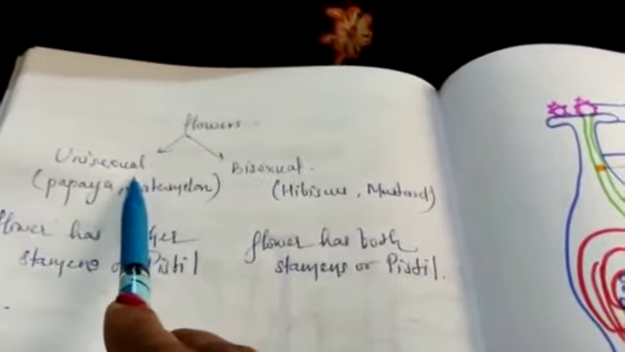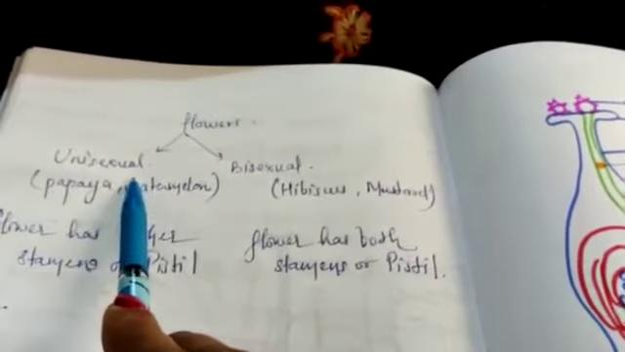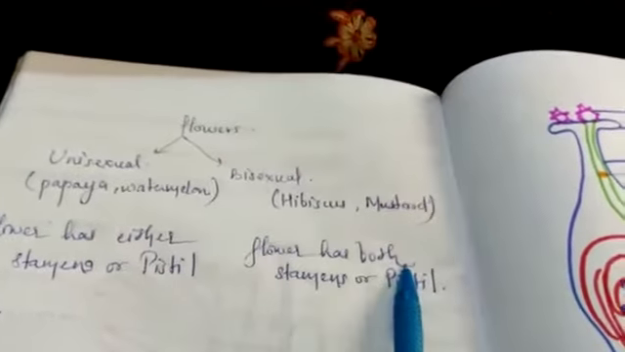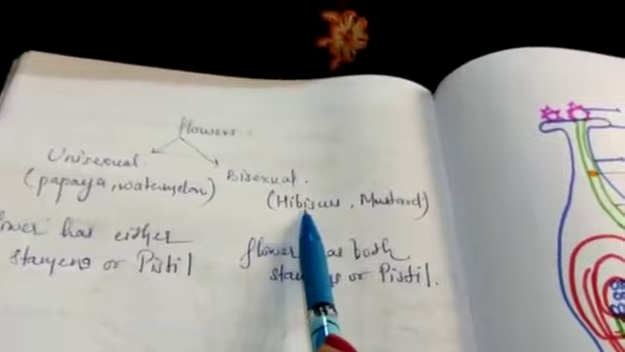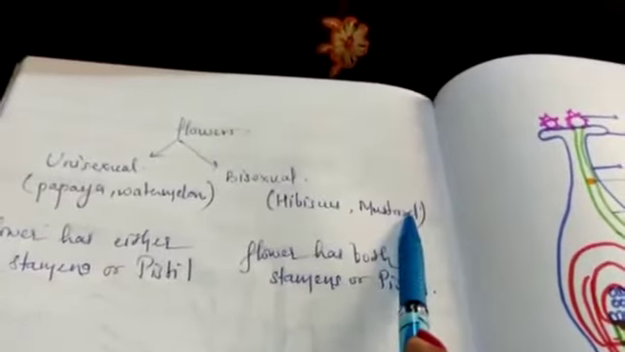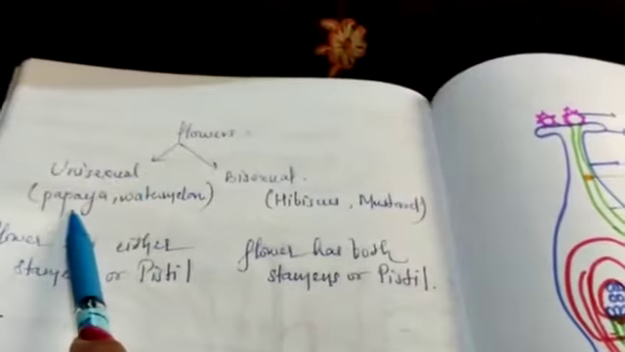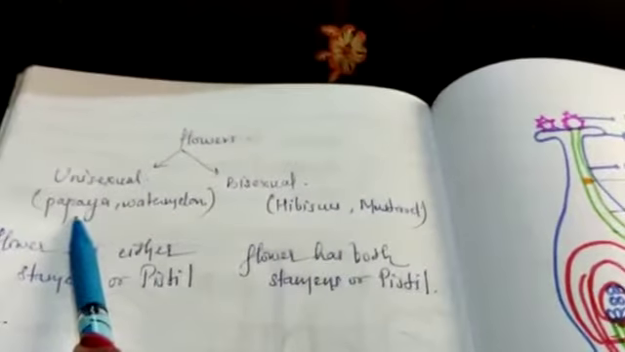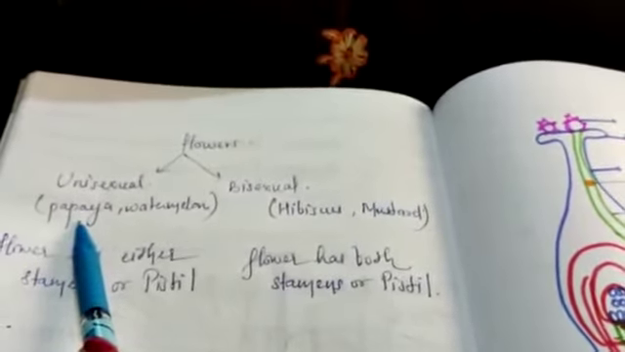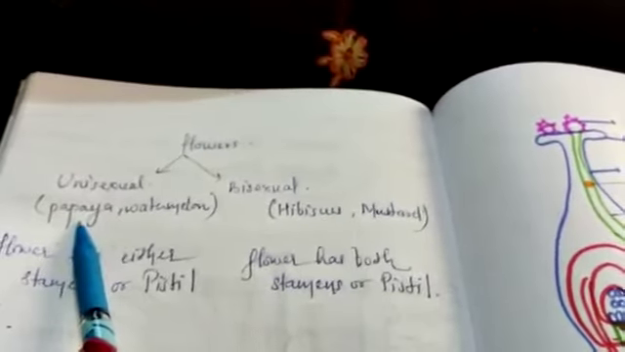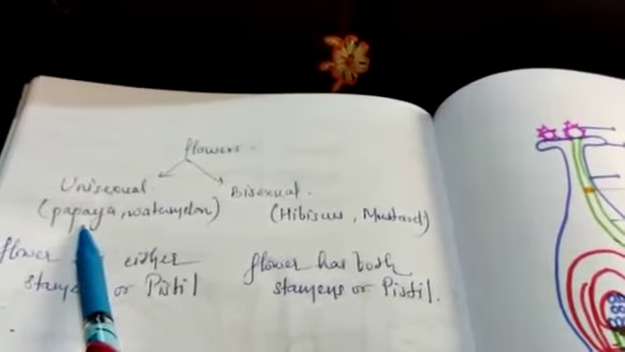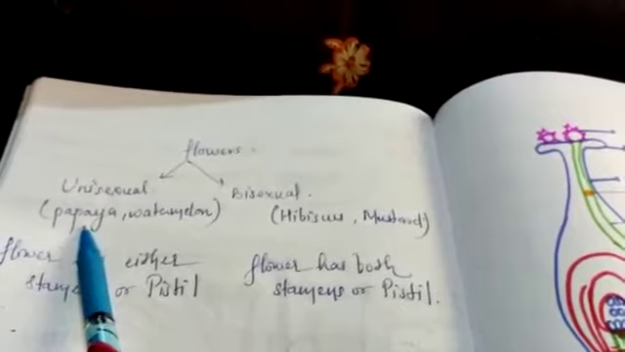Here bisexual, अभी थोड़ी देर पहले जो आपने diagram देखा था उसके अंदर दोनों था. Okay, so both. That means hibiscus. उस plant को क्या कहते हैं? Hibiscus और mustard. Both stamen and pistil are present in the same flower. Unisexual papaya, आपने देखा होगा male papaya plant होता है, female papaya plant होता है, right? अलग अलग होता है. तो एक के पास stamen होगा, दूसरे के पास pistil होगा, right? Male papaya and female papaya.